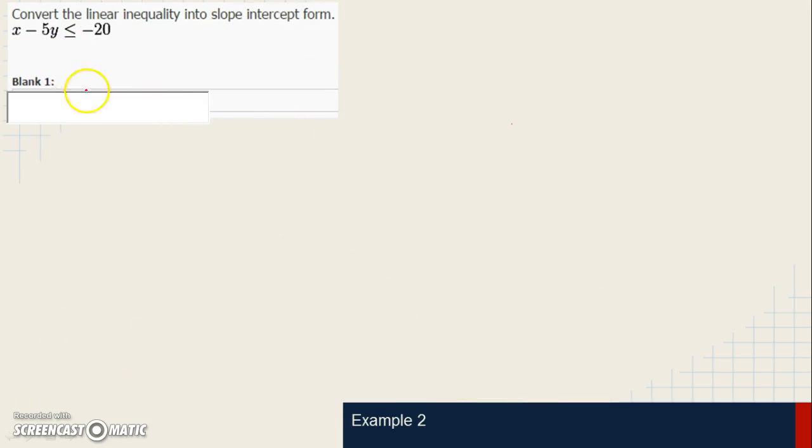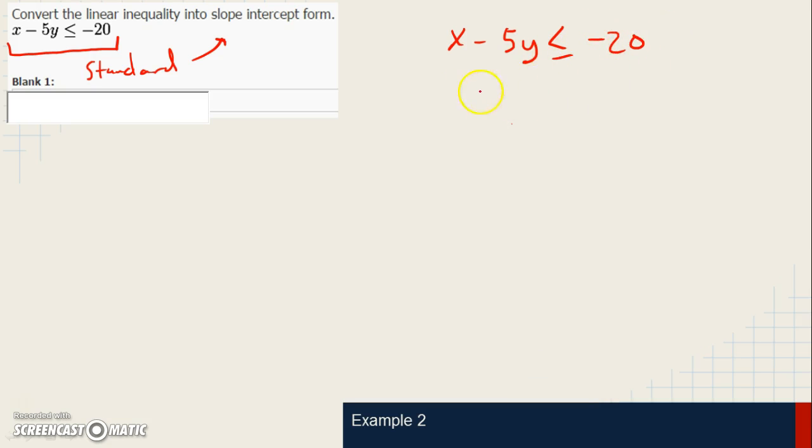So here we have example number 2, and it's just like the first one. We're going to convert this inequality that's in standard form, so we're going from standard to slope-intercept. So we know that the first thing we're going to do is just write it out. X minus 5y is less than or equal to -20. And then we're going to just solve for y.